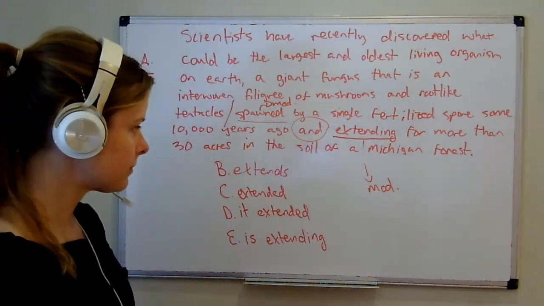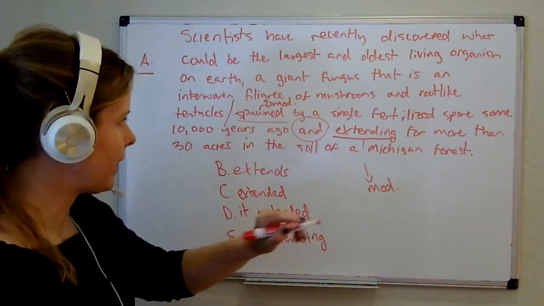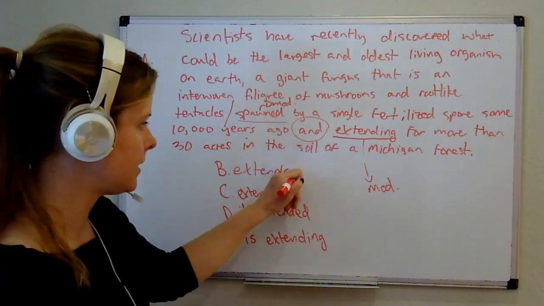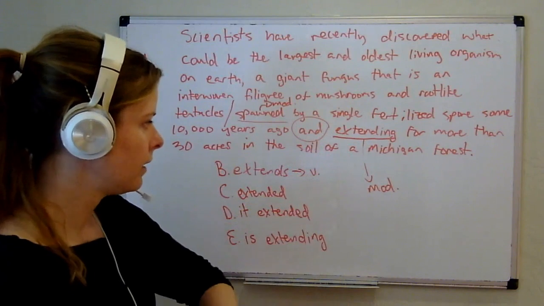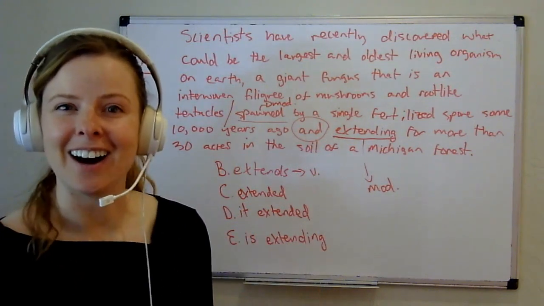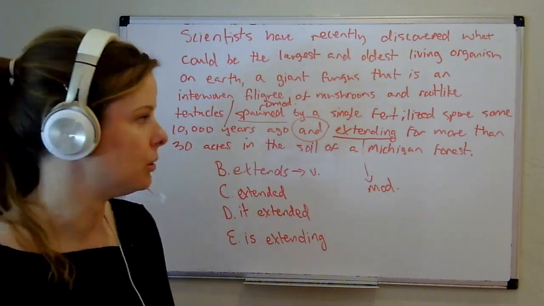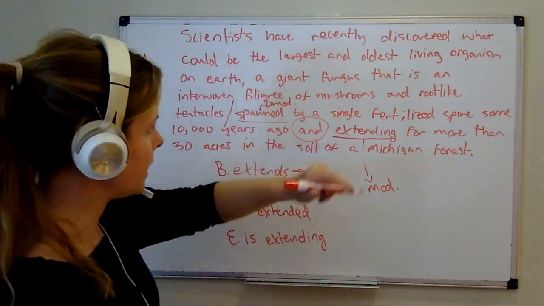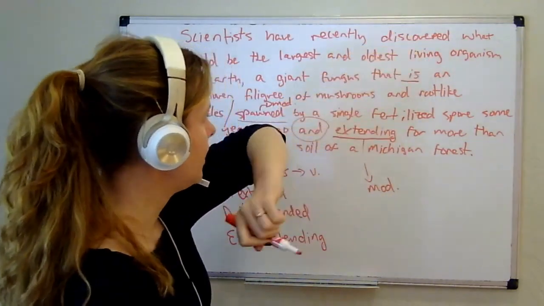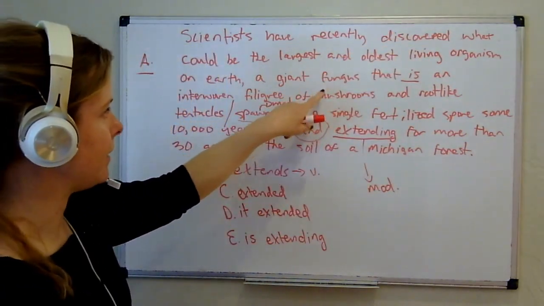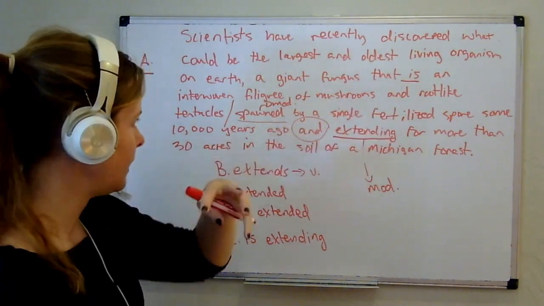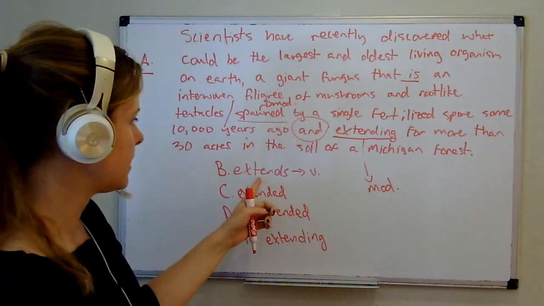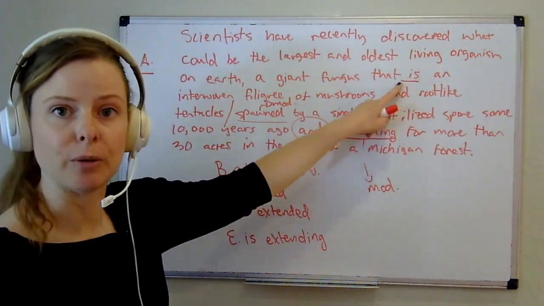Let's keep it. B. The only word that changes is this word immediately following the and extends is a verb. Now, this is a long sentence, there's a lot going on. Is there a verb that could be parallel to this verb extends? Looking earlier, I am seeing this word is. So we're talking about this fungus, right? This giant fungus that is an interwoven filigree, et cetera, et cetera. So yeah, my word extends could be parallel to this verb is.